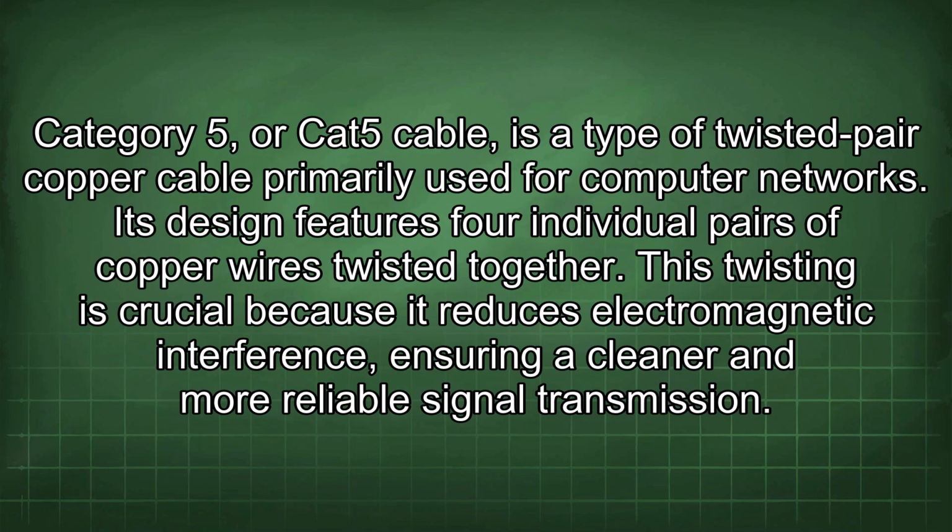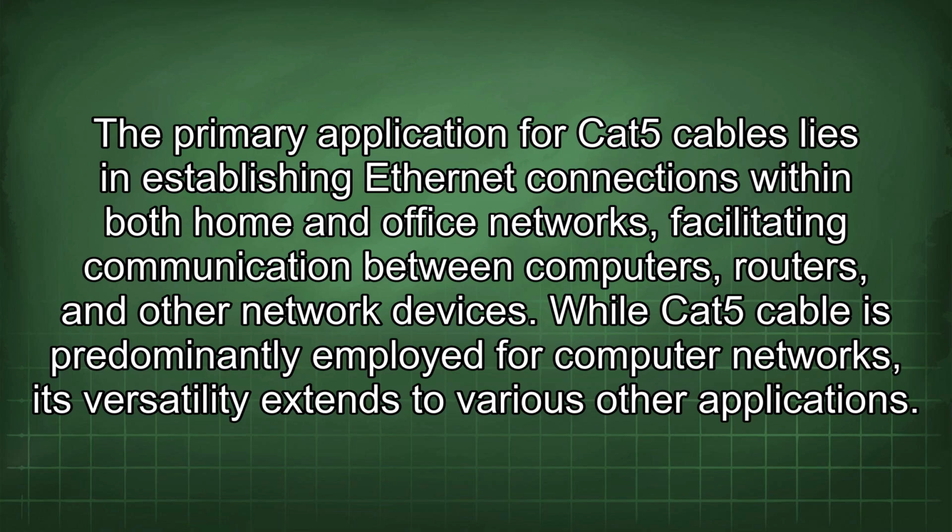Category 5, or Cat5 cable, is a type of twisted pair copper cable primarily used for computer networks. Its design features 4 individual pairs of copper wires twisted together. This twisting is crucial because it reduces electromagnetic interference, ensuring a cleaner and more reliable signal transmission. The primary application for Cat5 cables lies in establishing Ethernet connections within both home and office networks, facilitating communication between computers, routers, and other network devices.